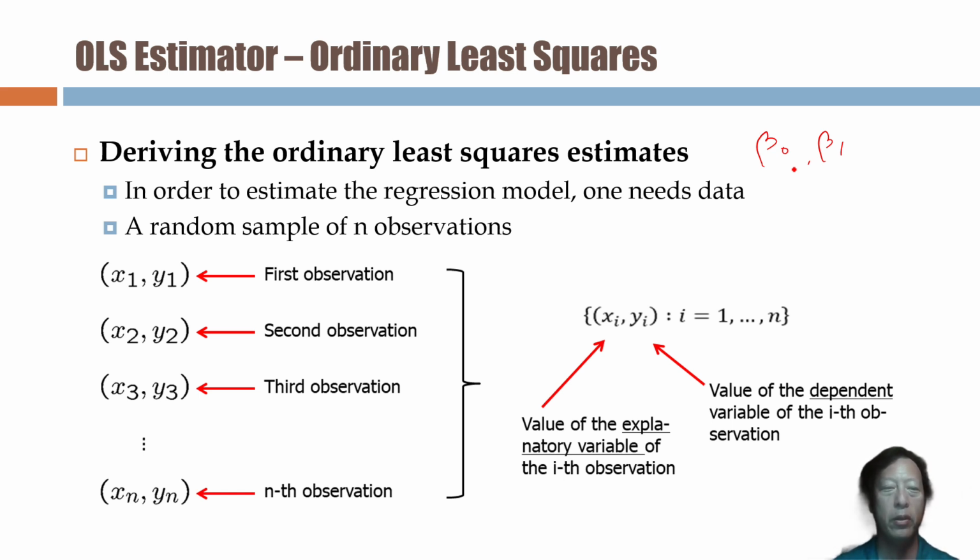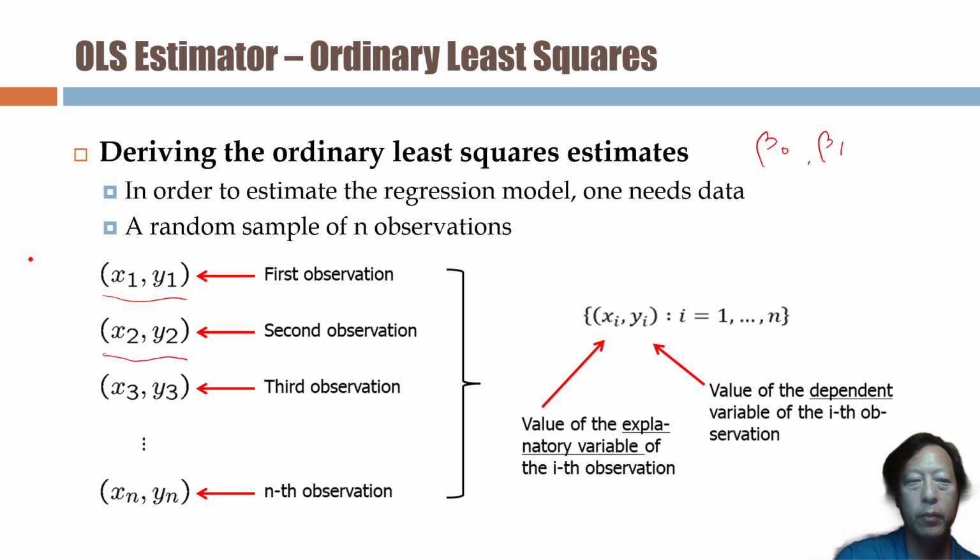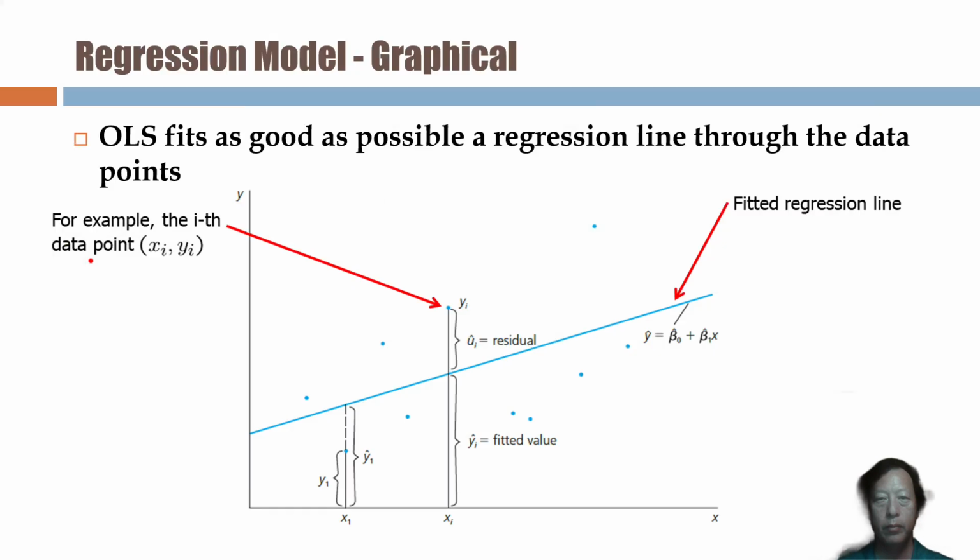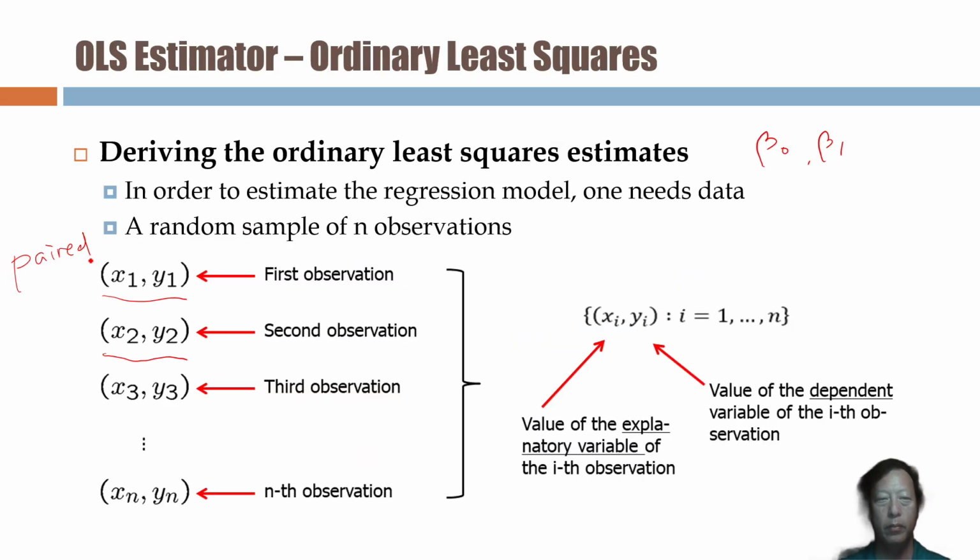So what is the square error here? We will have n number of observations. x1, y1 is the first observation. This should be paired data: x1, y1, x2, y2, x3, y3, and so on. Okay, and then we will draw a line.